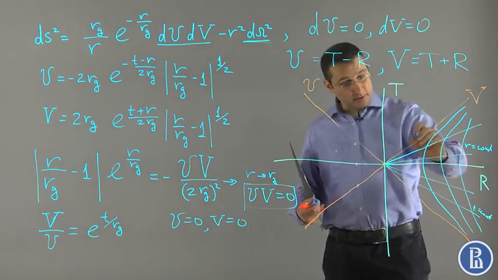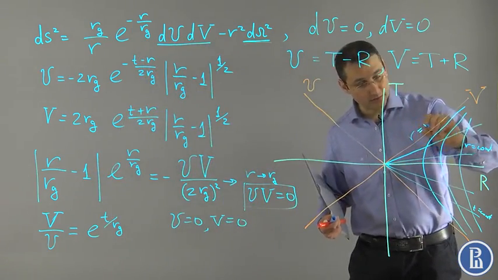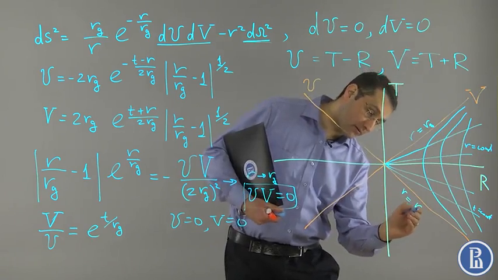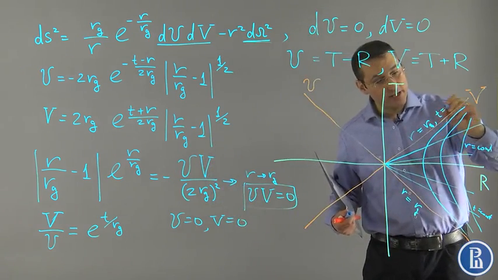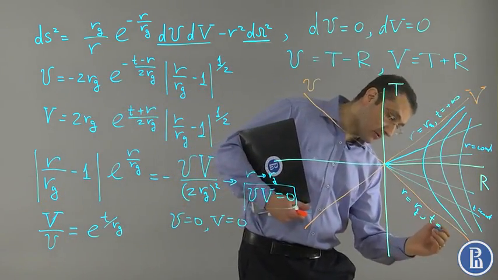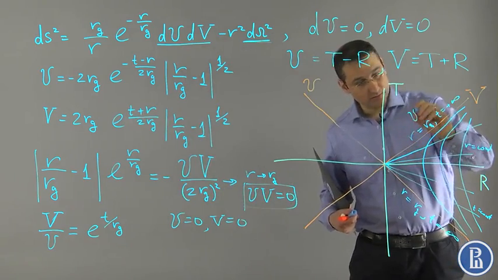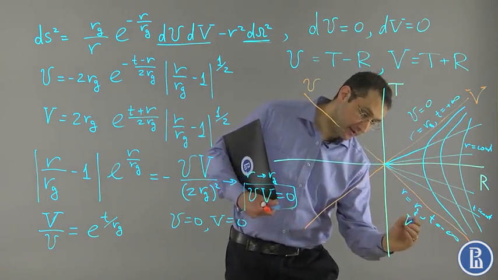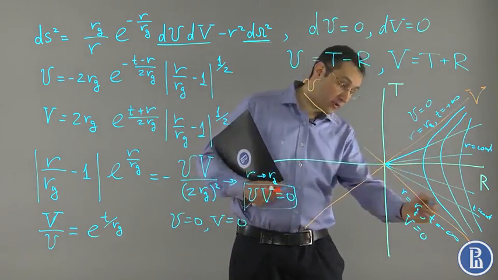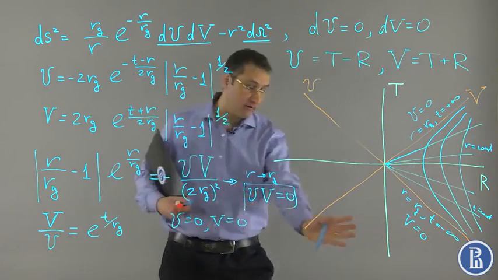So again, this line corresponds, as one can see from this formula, to r equals to rg. This is u equals 0. And this also corresponds to r equals to rg. And simultaneously, this corresponds to t equals plus infinity, and this corresponds to t equals minus infinity, as can be seen from here. So this is u equals to 0, this line. And this is v equals to 0, this line. Schwarzschild coordinates cover only this quadrant, while these U and V are similar to Minkowski coordinates covering the whole space.